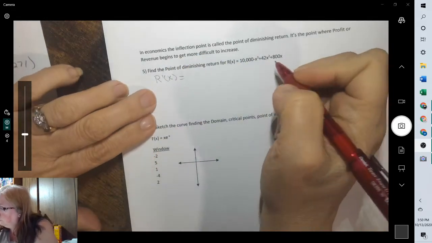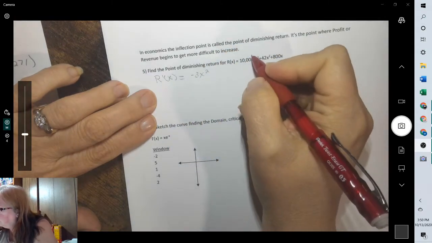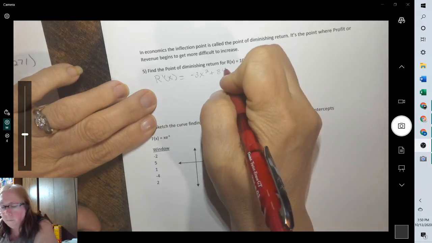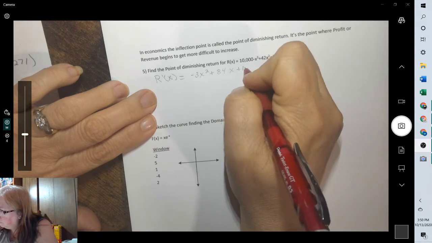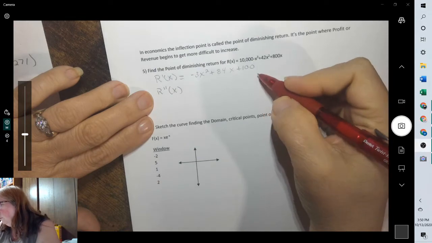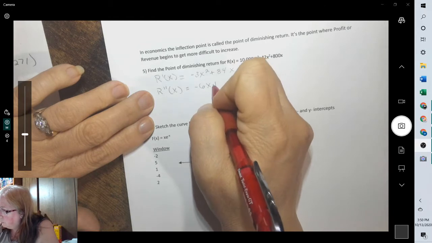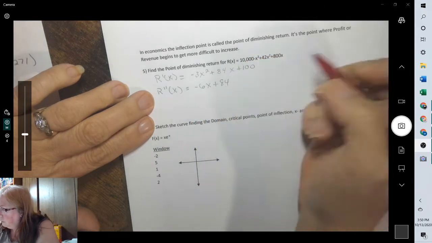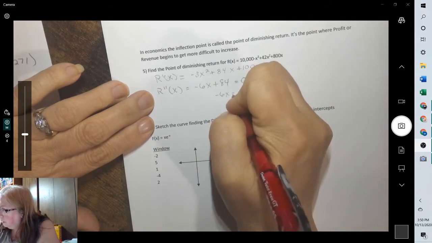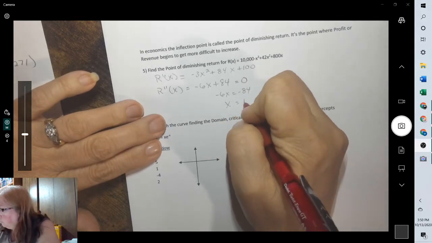Taking the derivative the first time, we get a negative 3x squared, that just goes to 0, plus 84x plus 800. Then we take the derivative again, because this one gets our critical numbers, this gets the point of inflection. Negative 6x plus 84. So that's our second derivative. We want to set that equal to 0 and solve. Negative 6x equals a negative 84. Divide by that negative 6, and you get 14.